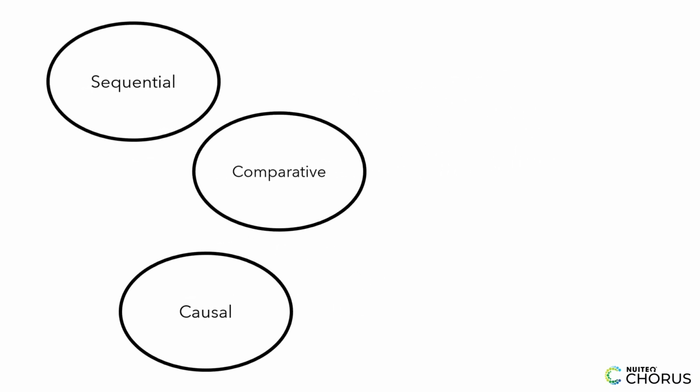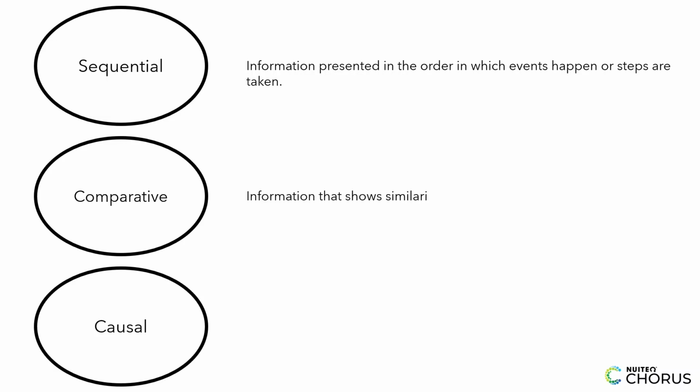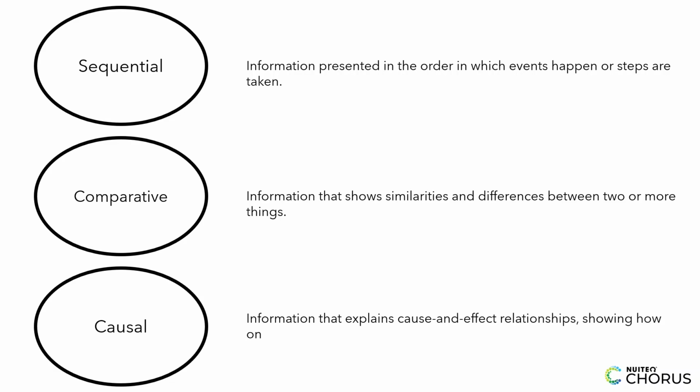First, let's define the key concepts. Sequential. Information presented in the order in which events happen or steps are taken. Comparative. Information that shows similarities and differences between two or more things. Causal. Information that explains cause and effect relationships, showing how one event leads to another. Knowing these terms will help you identify how texts are structured and how to follow their arguments and narratives.